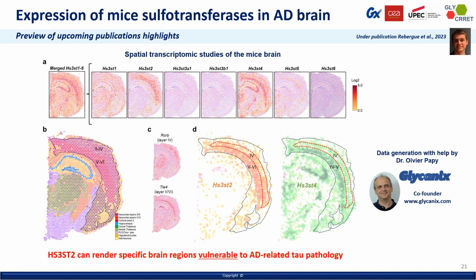We see very specific expression for the enzyme heparan sulfate 3-O-sulfotransferase 2 and 4, whereas in B and C you see the different regions and also the different layers. And in D, we see that the heparan sulfate 3-O-sulfotransferase 2 is expressed in the CA1 and the CA2 region of the hippocampus. So these results show that the heparan sulfate 3-O-sulfotransferase 2 can render specific brain regions vulnerable to AD-related tauopathy.